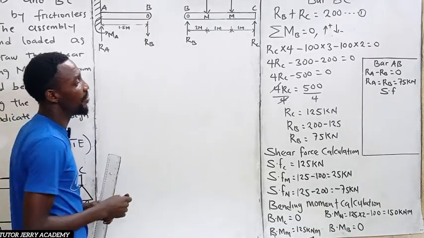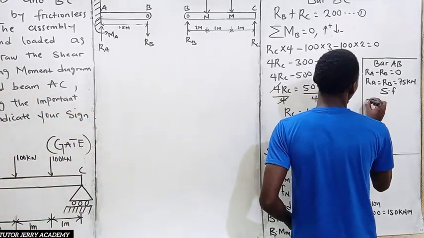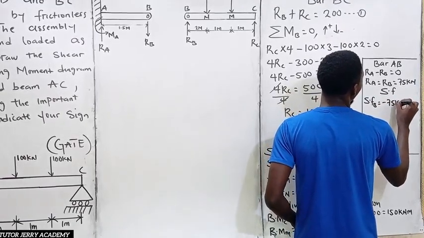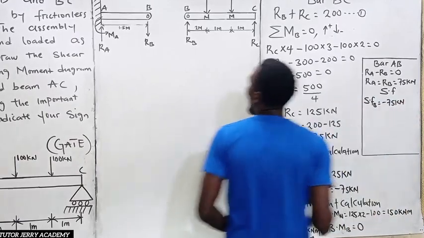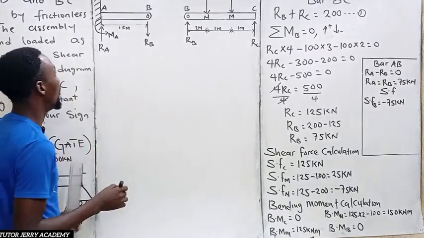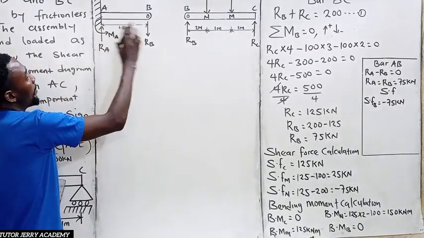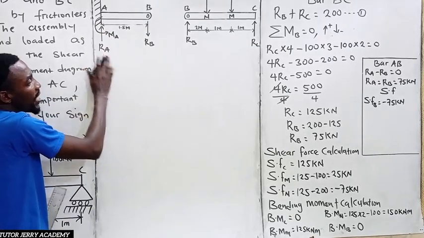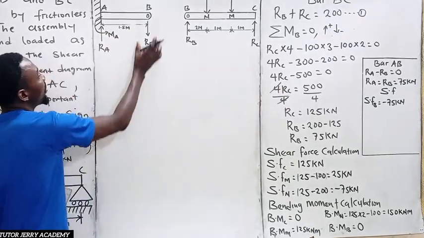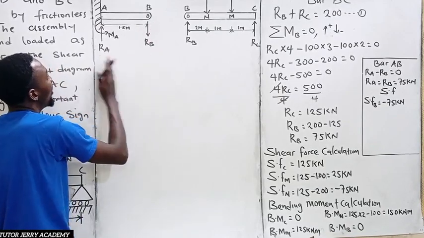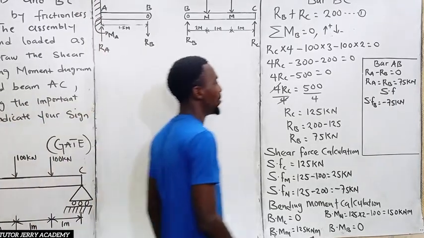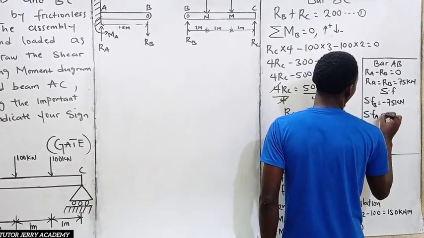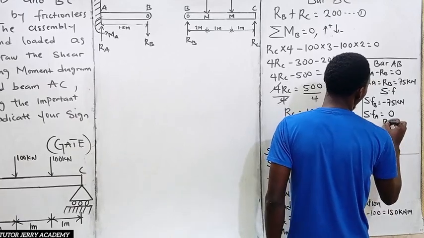Negative 75. So the shear force at point B is going to be negative 75 kilonewton. And the shear force at point A now is going to be negative 75 plus 75, because our RA is equal to 75. The downward force is negative 75, and the upward force is positive 75. So the shear force at point A will be equal to 0. Alright, so let's go for the bending moment now.